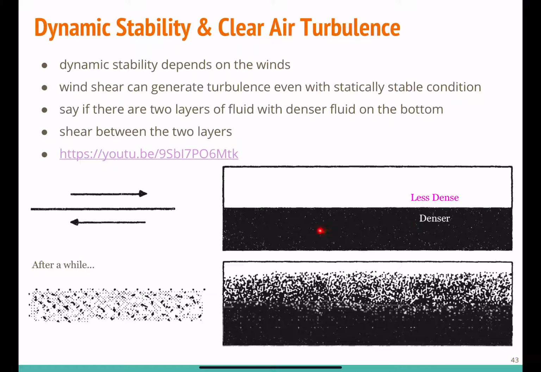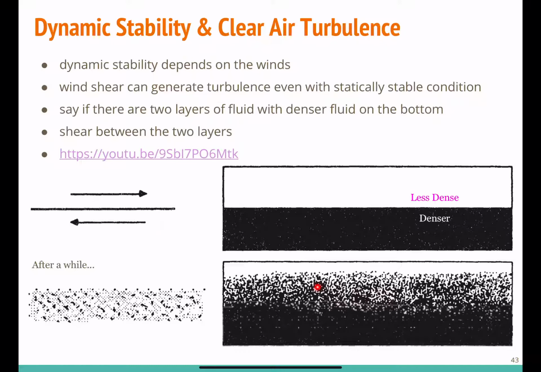So when we have a very stable situation like what we have in here, this is statically stable, wind shear can generate turbulence. It can still generate turbulence. So if we have very strong wind in between, so in the less dense layer we have the wind blowing in this direction, and in the denser fluid the wind is blowing in this direction.